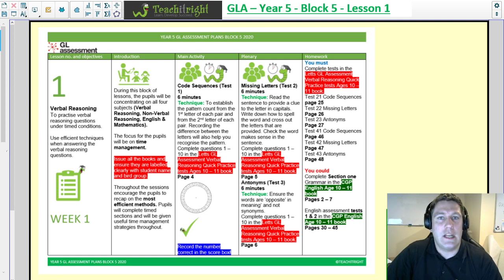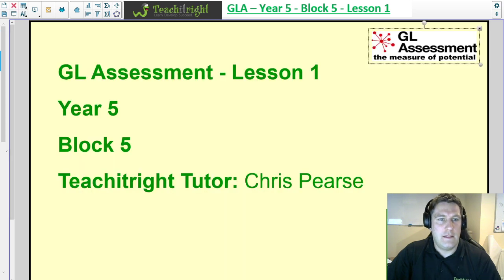So we're going to be looking at code sequences. This is also called double letter series. We're going to be doing a question type called missing letters that you may be familiar with. Sometimes that's called hidden three-letter words. And we're also going to be doing antonyms as well. So we've got 3 key verbal reasoning question types we're going to be looking at. So just as a reminder, this is a GL assessment lesson. Lesson 1, you're hopefully in year 5 if you're watching this. This is block 5 and I'm Chris Pearce.